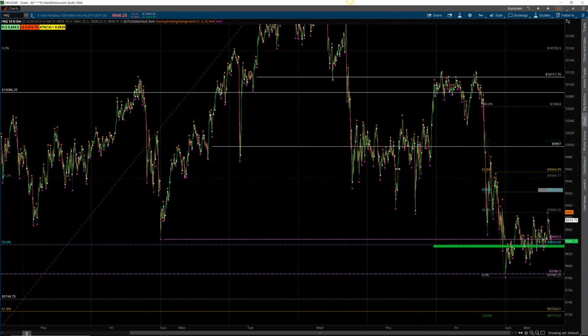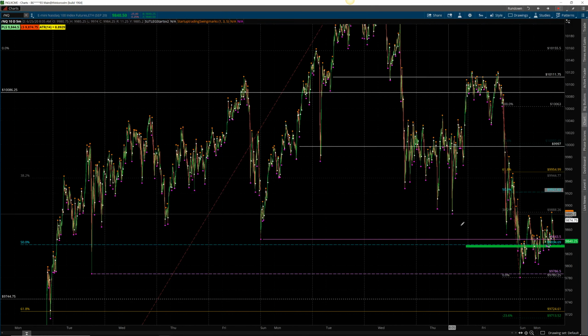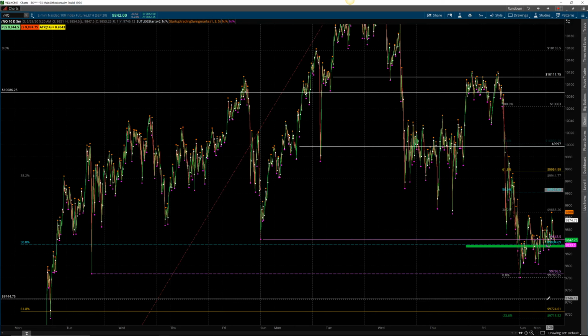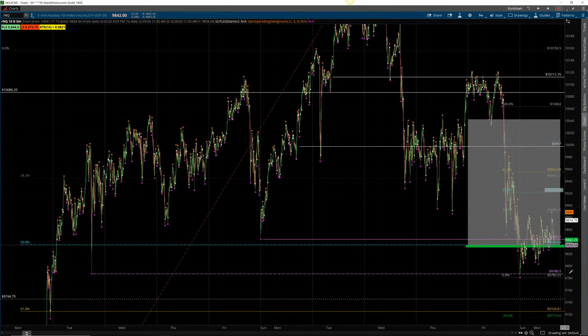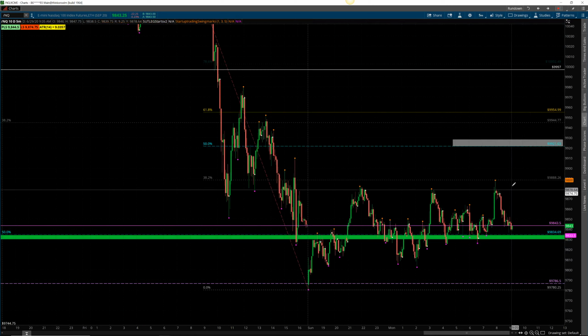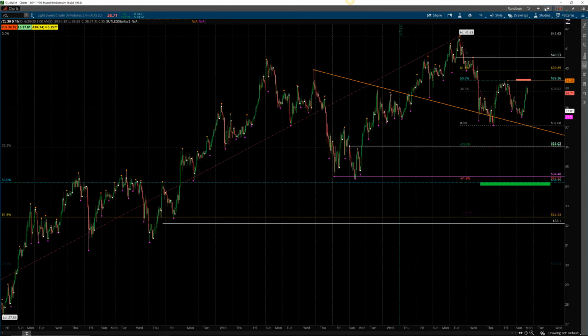Actually, you know what? No, that was the Thursday overnight low. So we'll see what happens when we get down to those 97.13s. But there is a bearish bias here in the NASDAQ below the 99.54 zone.